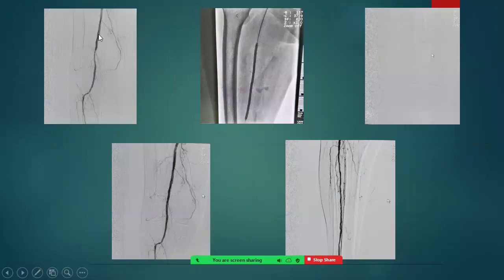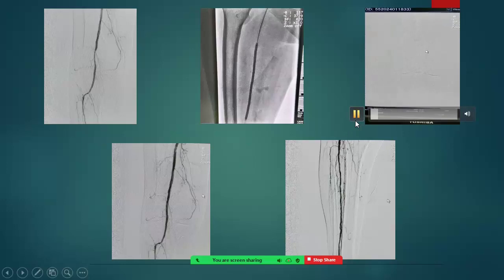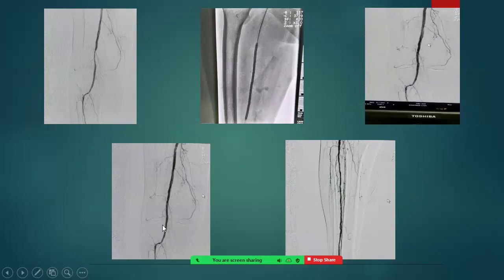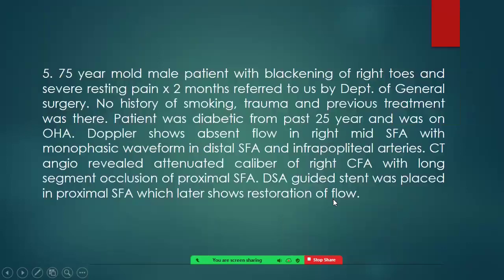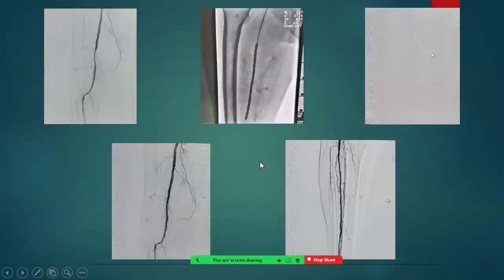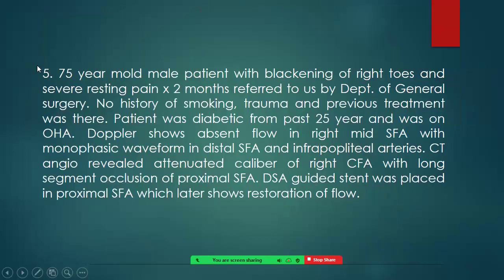This is after the ballooning. We had to balloon the proximal femoral artery also because the whole SFA was diseased, from the SFA to the ATA. This is after the ballooning. This is after the anterior tibial artery ballooning. So there is adequate visualization of the anterior tibial artery. So we did it only by the antegrade approach, by antegrade puncture.